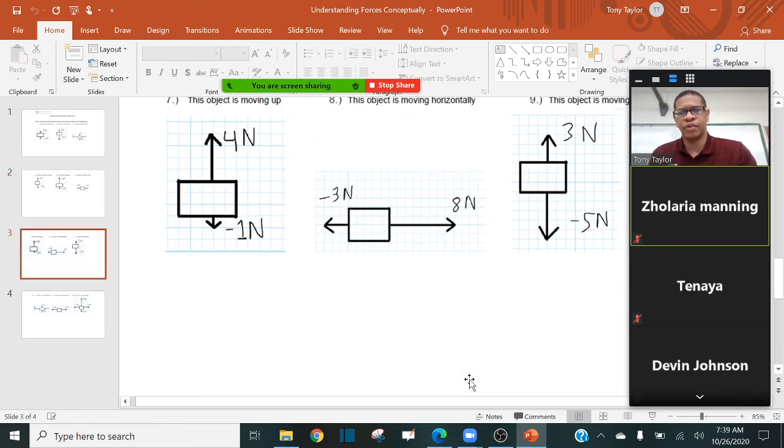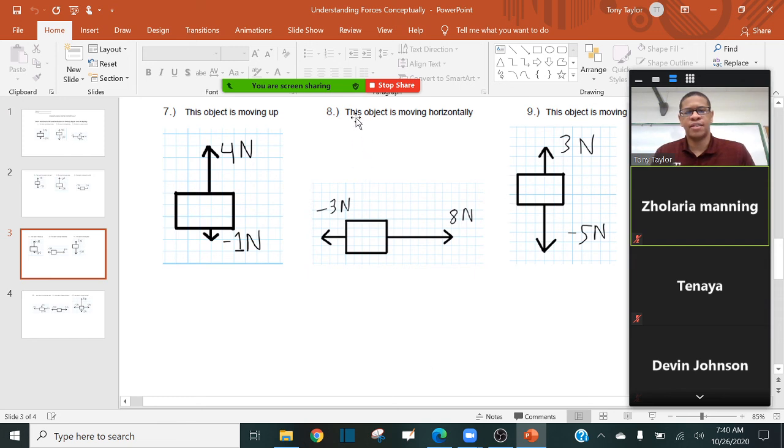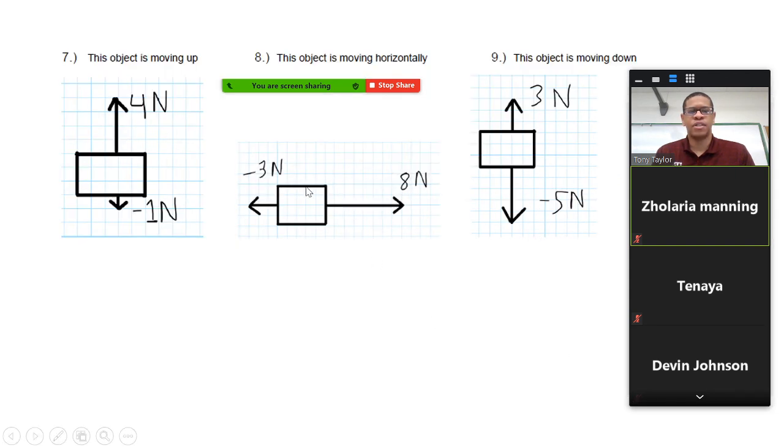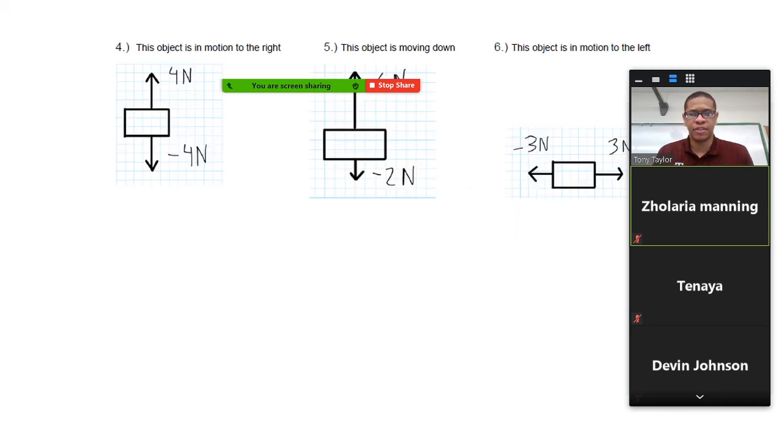Let's deal with another scenario here. So number 8 says this object is moving horizontally. So our object could either be moving to the right or it could be moving to the left, because that's what horizontally means. So if it was moving to the right, it'd be speeding up. If it would be moving to the left, it'd be slowing down, because if it's moving in this direction, it's moving in the direction of the dominant force. If it's moving in this direction, it's moving opposite the dominant force. So y'all got that? Okay. So again, just various scenarios that we talked about.